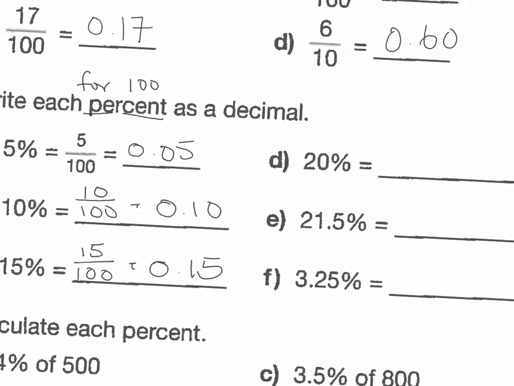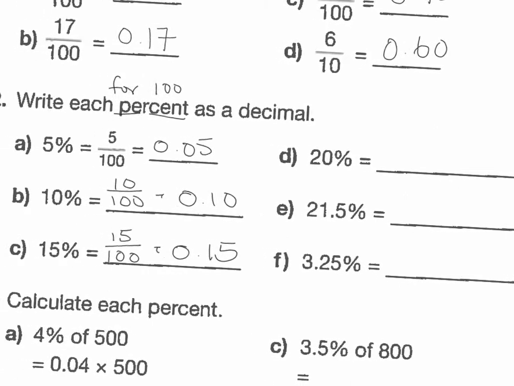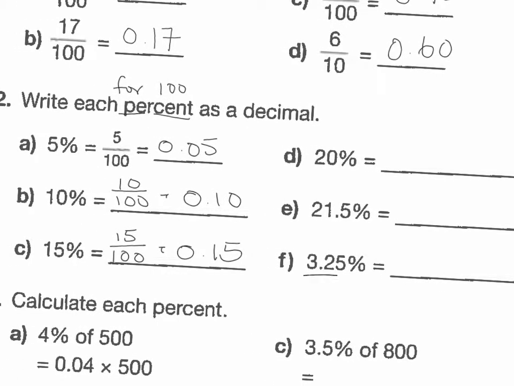So you try the next three. This one might be a little bit tricky, the 3.25%, but remember that it's 3.25 out of 100 because it's percent.